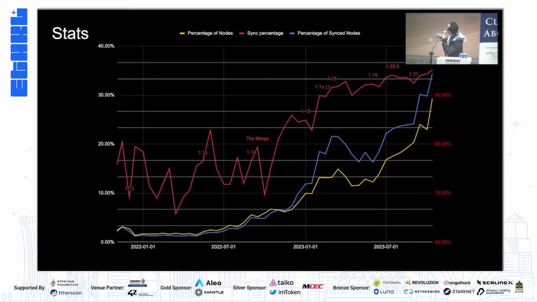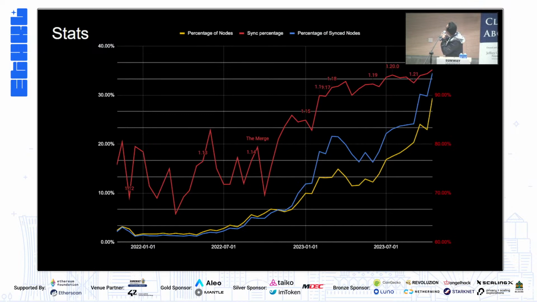So this is a graph of the sync percentage and also Nethermind's market share, which is the blue and the yellow line. As you can see, around the merge, the sync percentage goes up to around 95%, and the market share also goes up. Last week, there's a big jump in there. So we are at around 35%. It's actually gone down a bit.